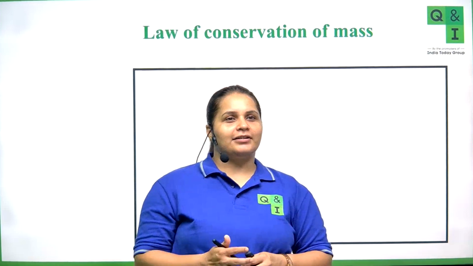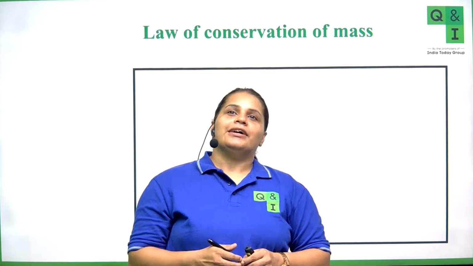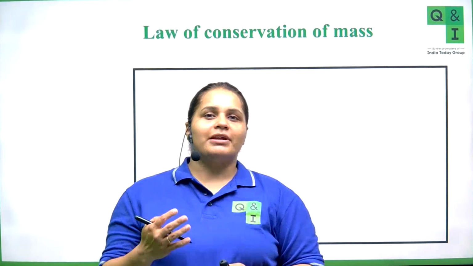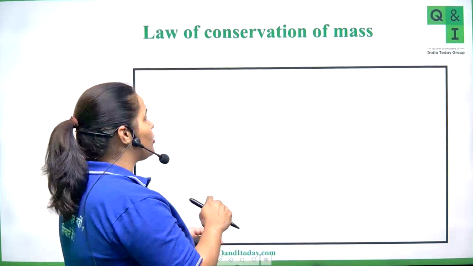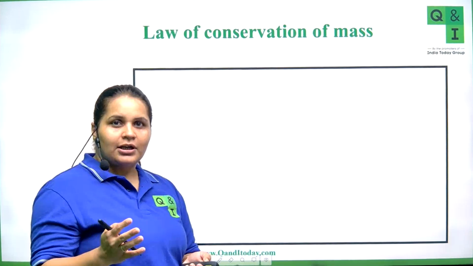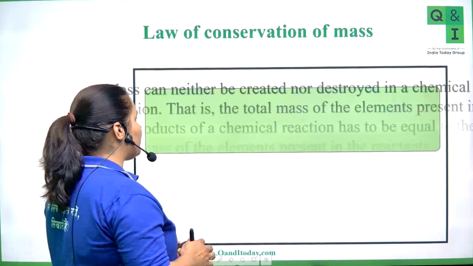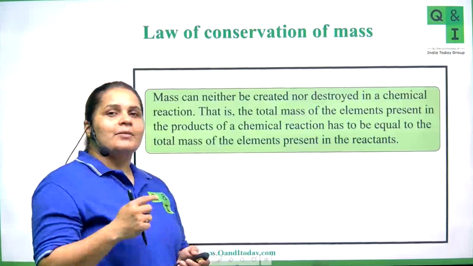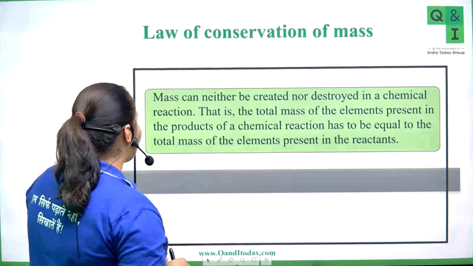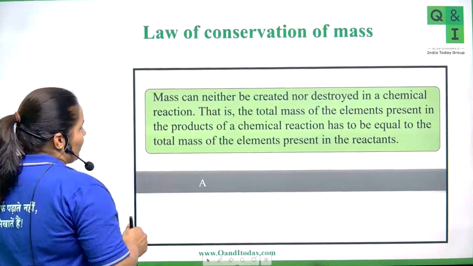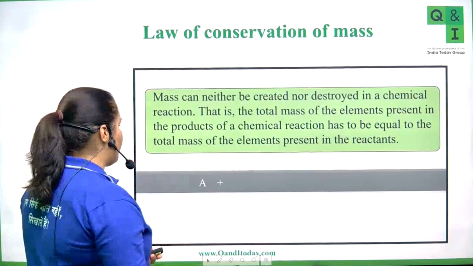Mass can neither be destroyed nor created. Exactly, mass can neither be created nor be destroyed. During a change, the total mass remains constant. It means that the sum of the masses of the reactants is equal to the sum of the masses of the products, right? So you can get a direct question to state the law of conservation of mass.